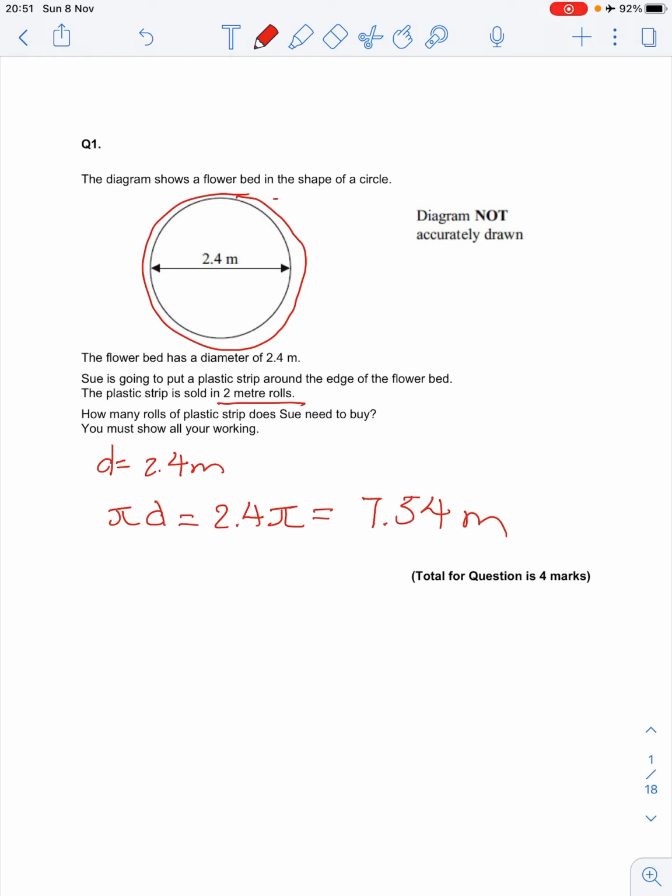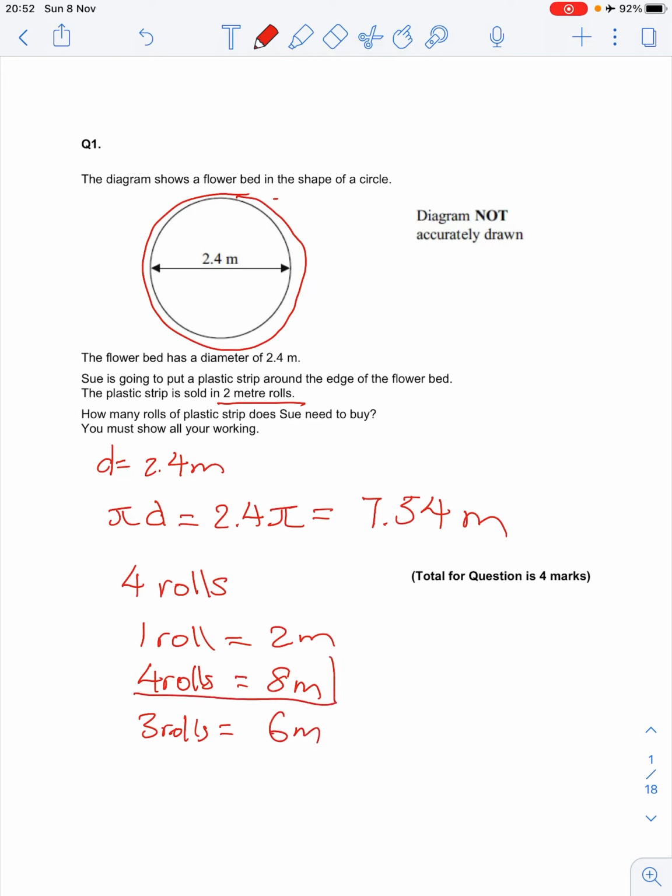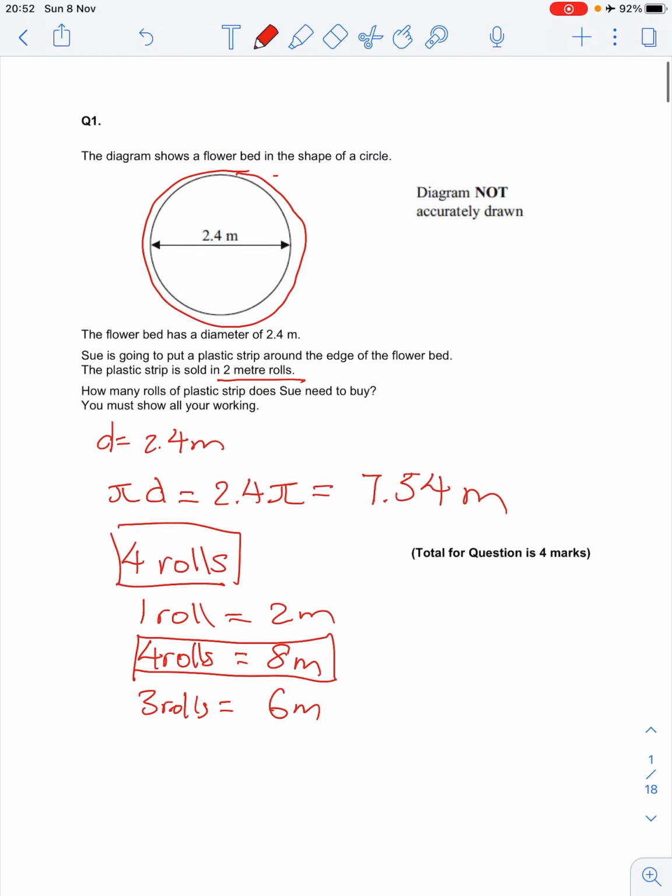So how many rolls do we need? We'll need 4 rolls. Because 1 roll equals 2 meters, 4 rolls equals 8 meters, whereas 3 rolls equals 6 meters. So 3 rolls is not enough, so we must get 4 rolls. So 4 rolls is the answer.